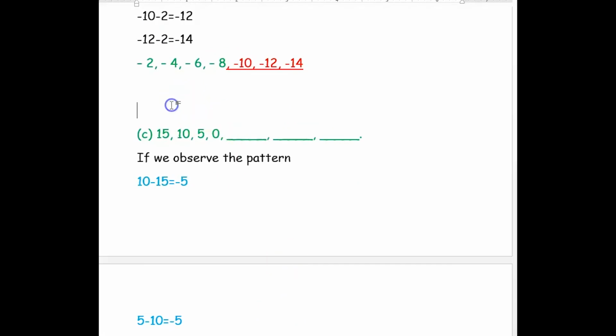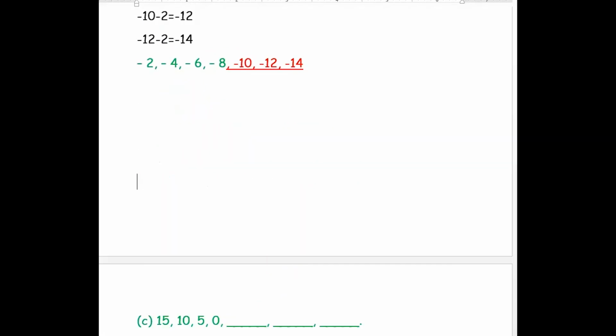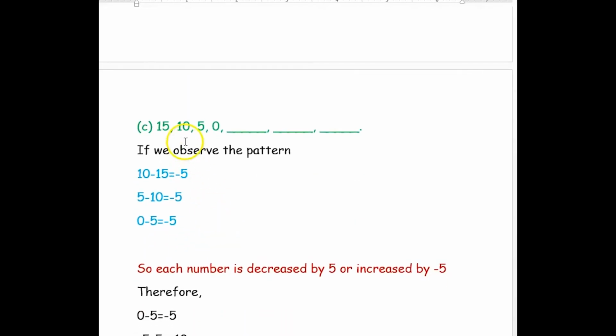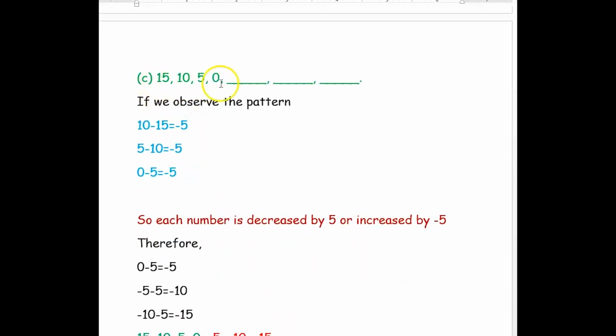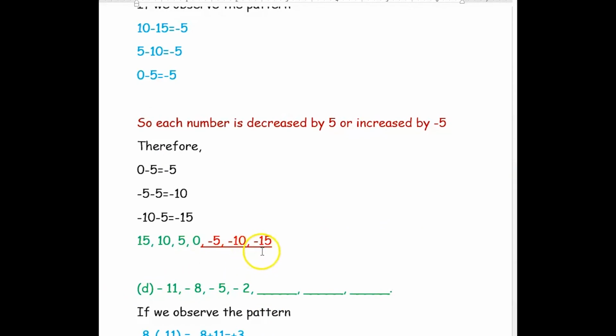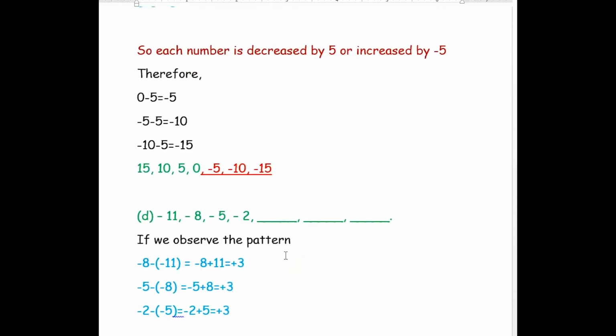So the next question is 15, 10, 5, 0. If you observe the pattern, here also it's decreasing by 5. So after 0, what will you get? It's decreased by 5. So 0 minus 5 will be negative 5. Negative 5 minus 5 will be negative 10. Negative 10 minus 5 will be negative 15.